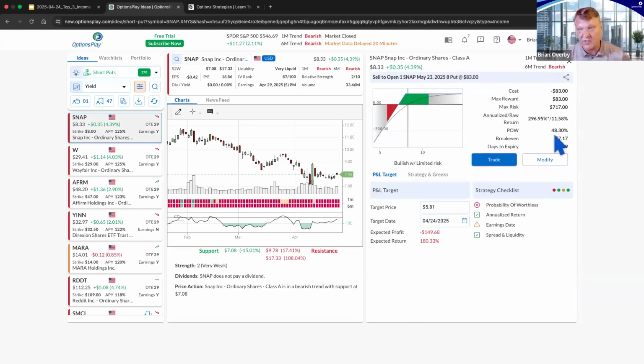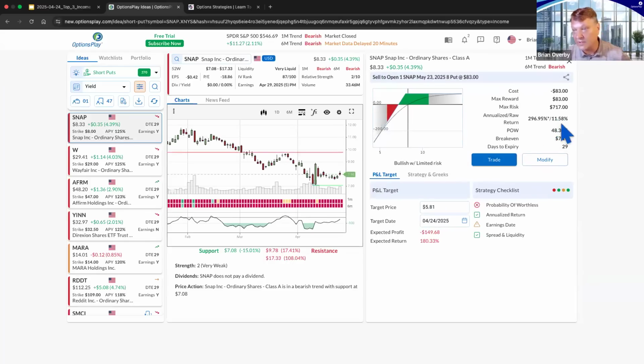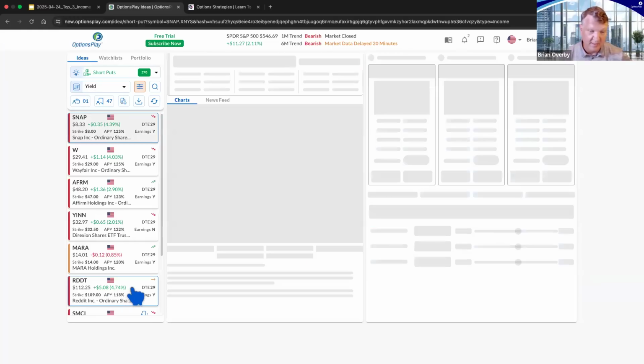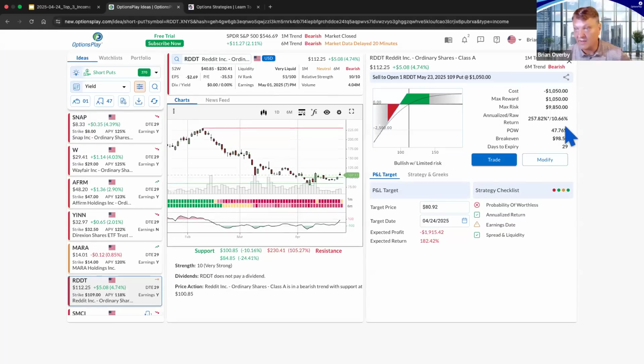scenario if the market runs against you. And wow, in this one, you're looking at 11% on Snap, which is obviously a very risky underlying. Reddit is an interesting one. A lot of volatility in that, and that's, you know, a new thing that just came to the marketplace. See what happens on short puts on Reddit. Yeah, another 10%.